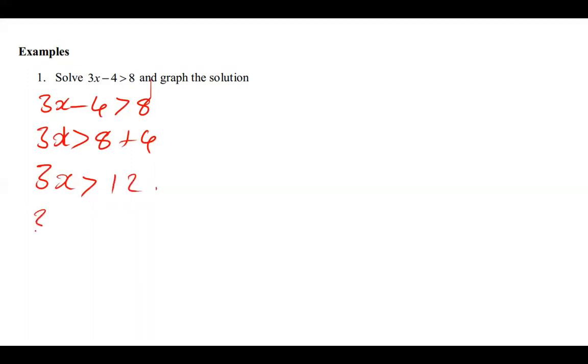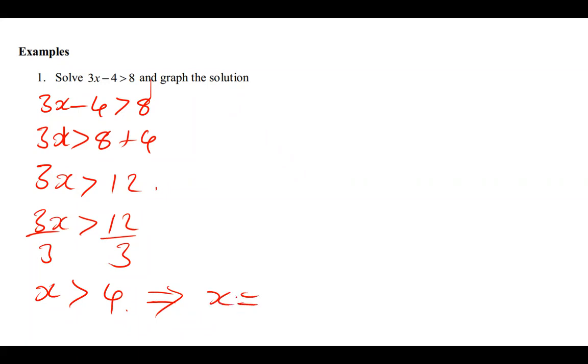And when we divide by 3 on both sides, we're going to have 3 this side over 3, and the value of x will simply be greater than 4. This can also be represented in interval form. Since we're saying x is greater than 4, we're going to start from 4. It's open at 4 because it's not greater or equal to, so we write an open bracket there at 4.